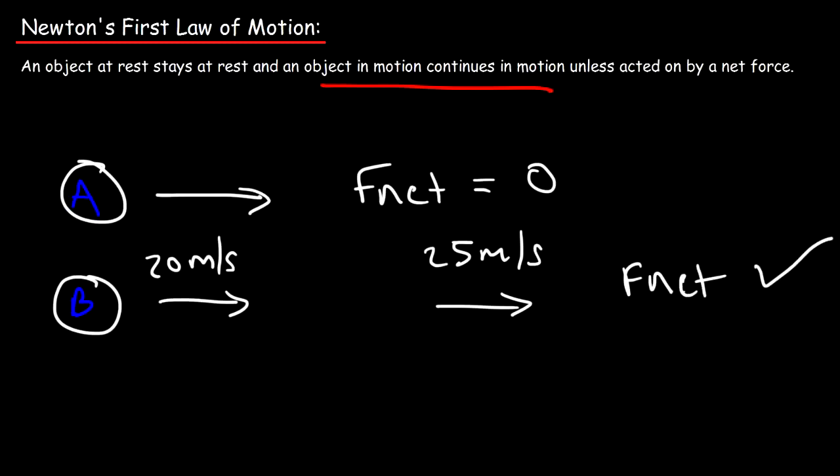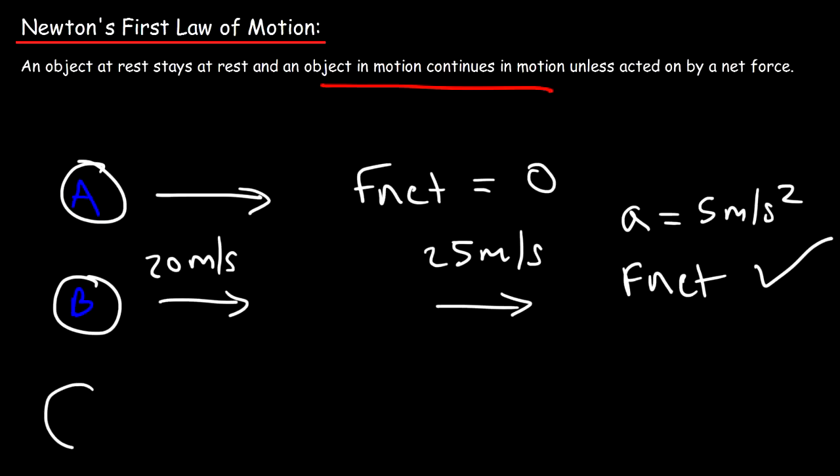Now, if the speed of the ball changes by 5 meters per second in 1 second, that means that the acceleration is 5 meters per second squared. Acceleration is the change in velocity that occurs every second. It's how fast the velocity changes every second. So if it goes from 20 to 25 in 1 second, the acceleration is 5.